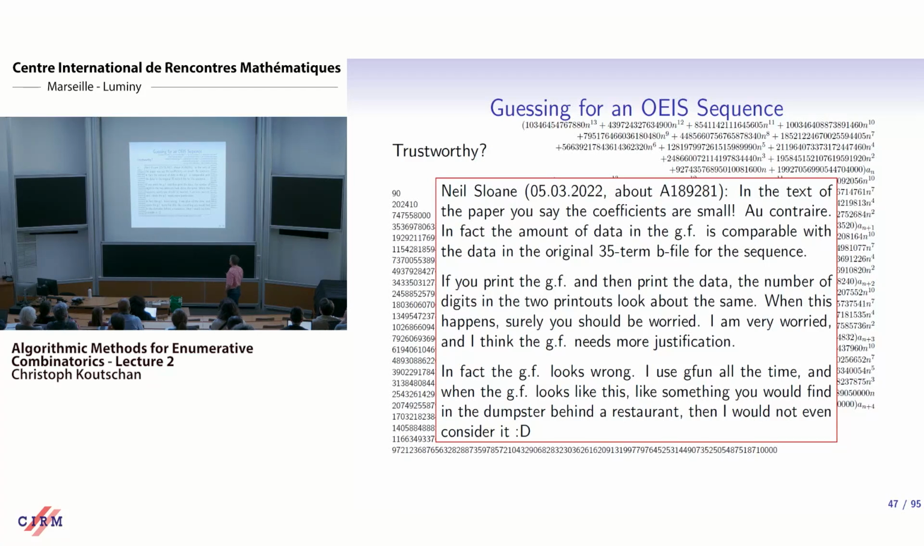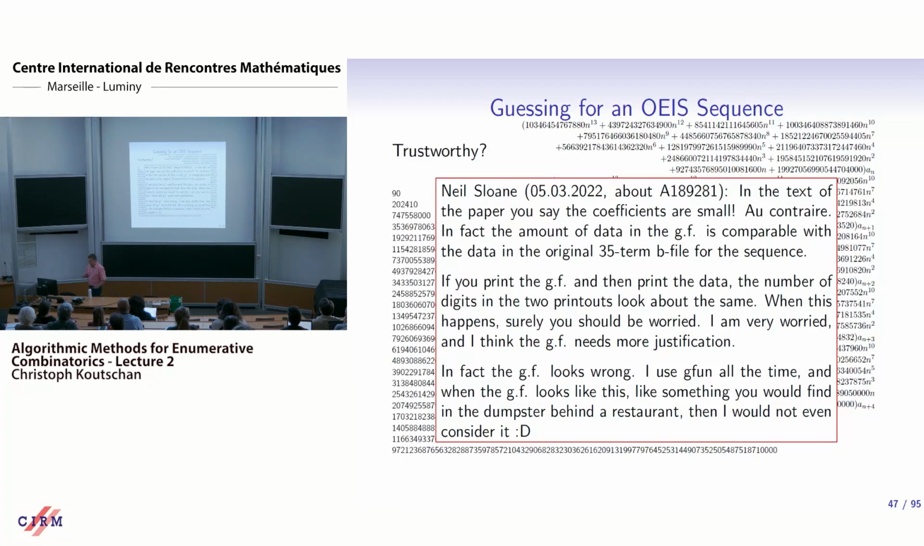I am very worried, and I think he uses GF to mean recurrence; it needs more justification. In fact, it looks wrong. I use GFun all the time, and when the generating function looks like this, like something you would find in the dumpster behind a restaurant, then I would not even consider it.